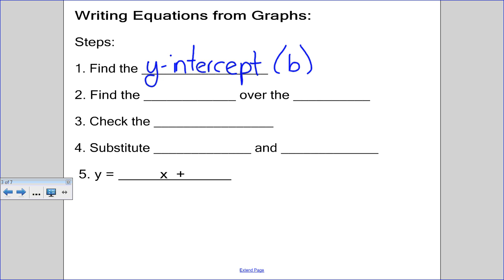Then we're going to find the rise over the run. We had that phrase earlier. It was our rise over the run. Or we could call that our slope, or our m.